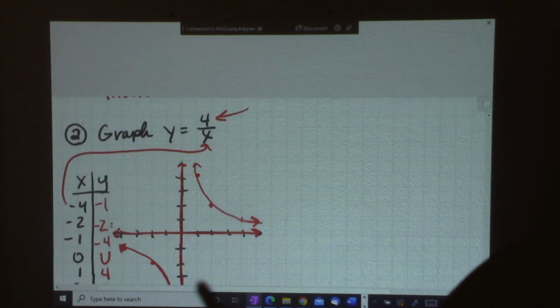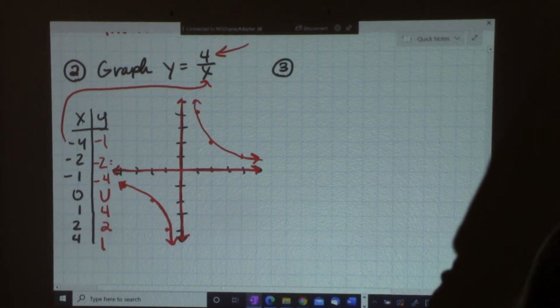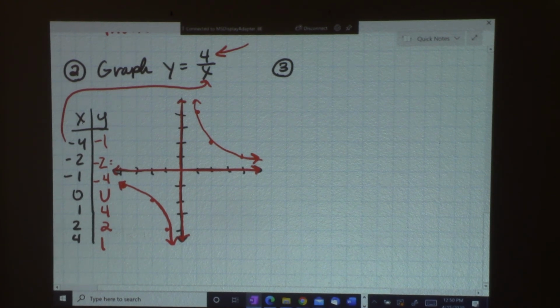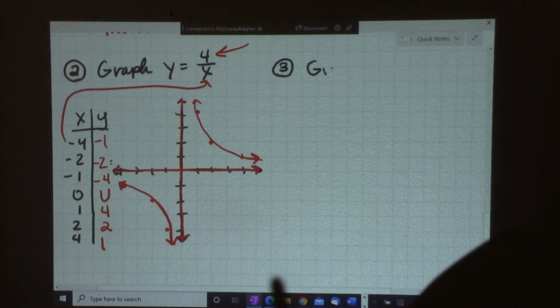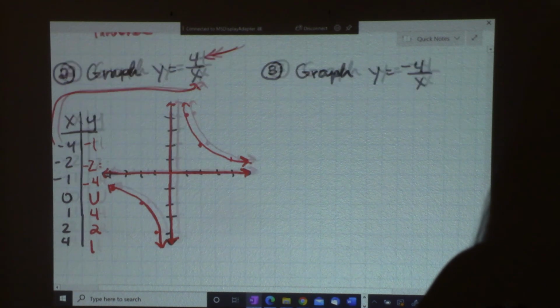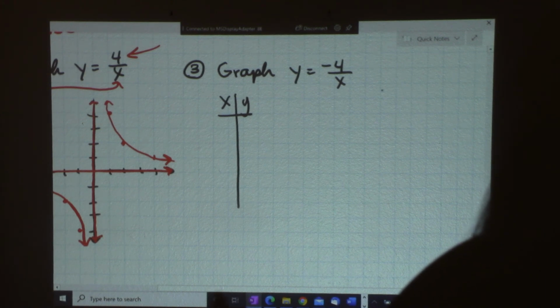All right, let's do number 3. I'll give you a moment for that. Okay, sorry about that. Graph y equals negative 4 over x. You already have that. Okay, let's move this over a bit.